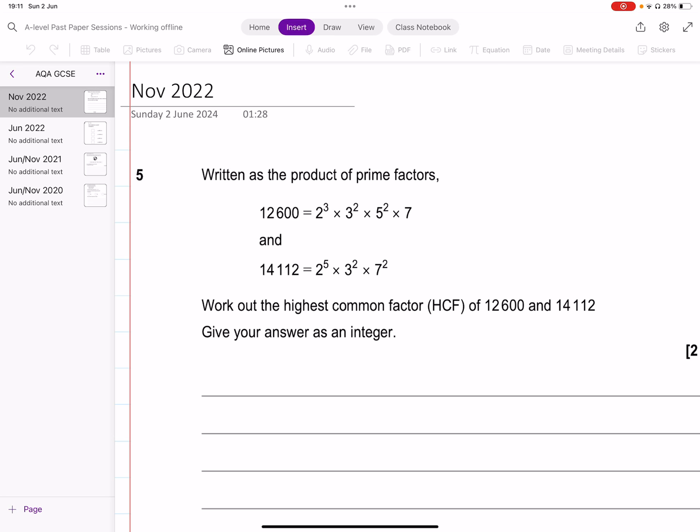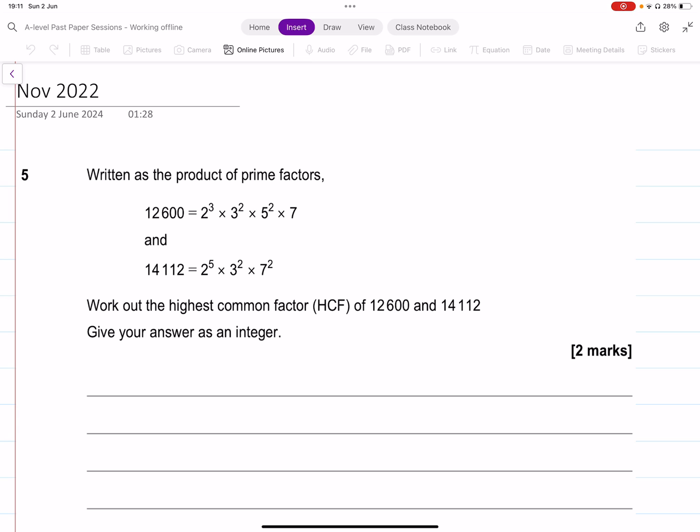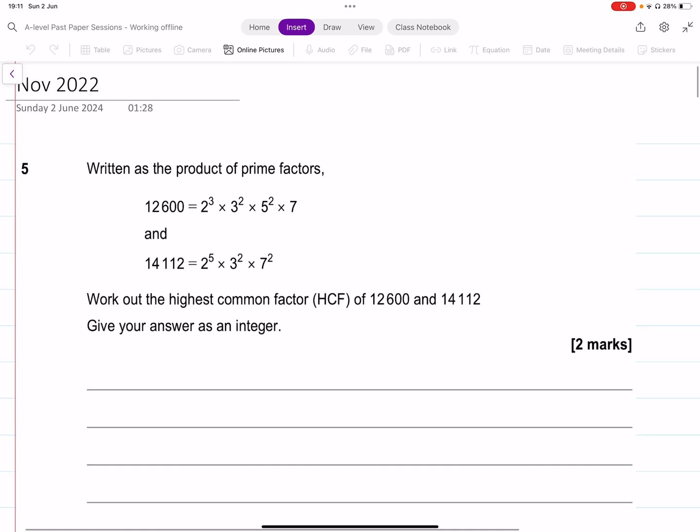Now let's start with this. I'm going to start with November 2022 and go backwards from here and do a number of difficult questions from these papers. Now I'm starting with November 2022, question 5 of this.